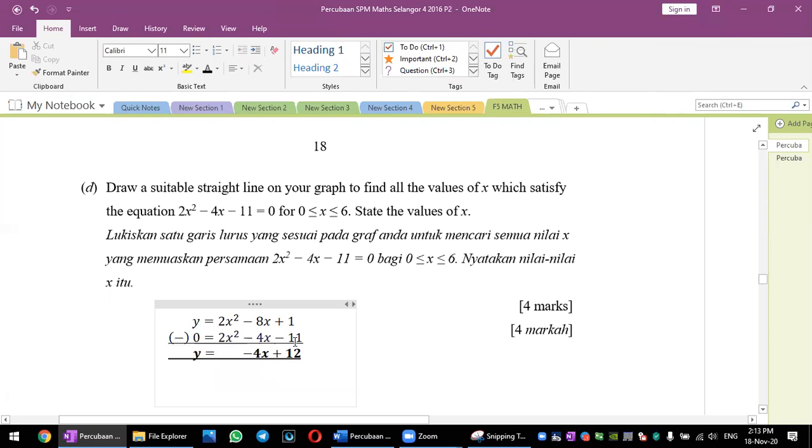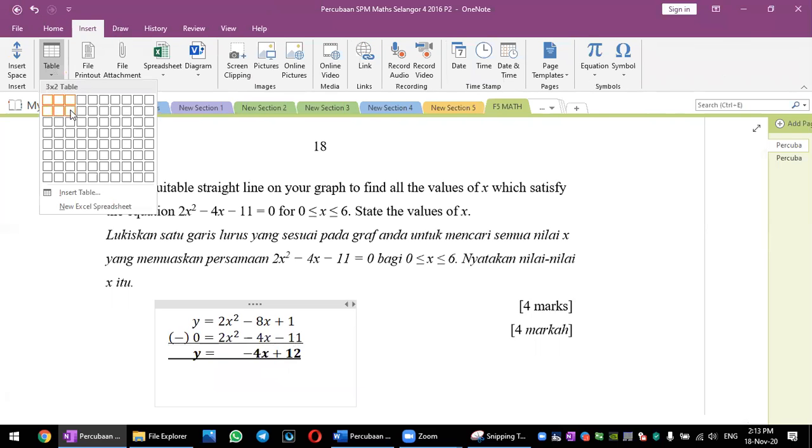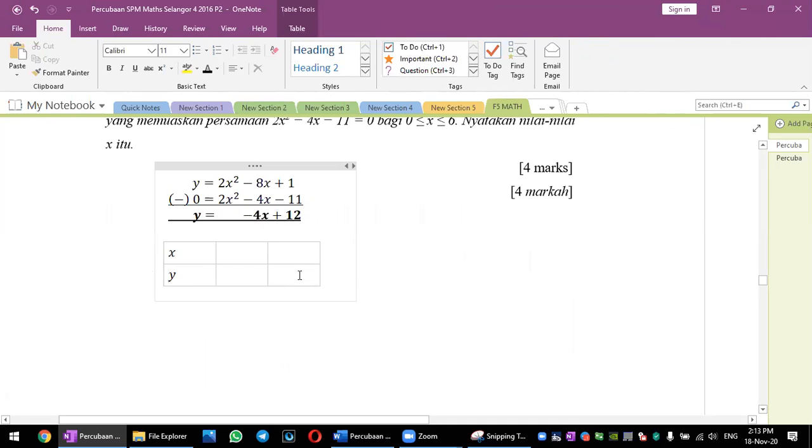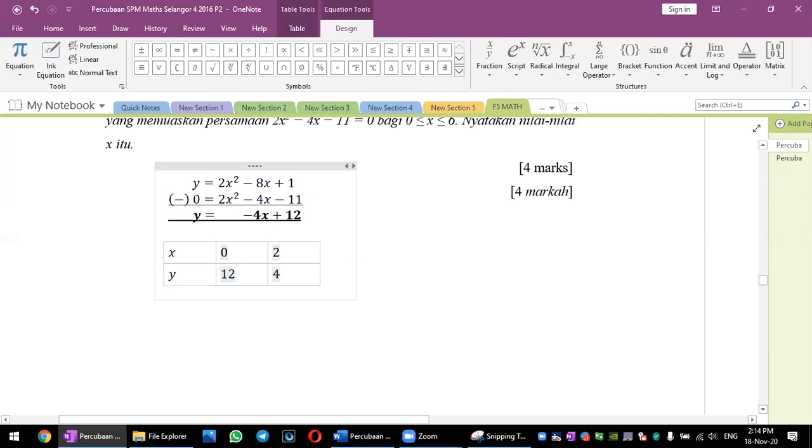Then how you draw the equation? On the straight line, on the graph, you need to draw a small petak. So sini tulis x, sini tulis y. Okay, when x is 0 and when x is 2. So when x is 0, what is your y? When x is 0, y is 12. Then when x is 2, negative 8 plus 12. So it's 4.